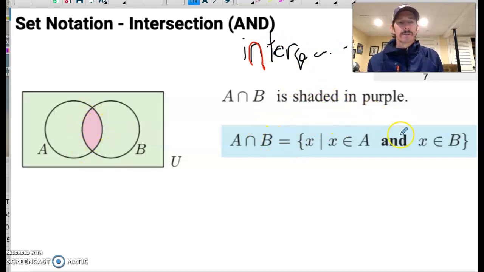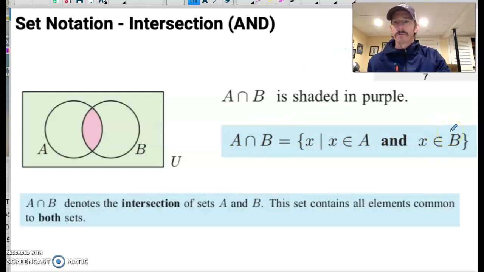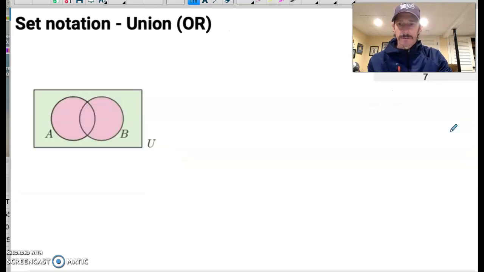And so this is indicating that the intersection of A and B are values that are elements in A and simultaneously in B. So again, just getting through some notation with you. And it's the elements that are in common to both sets simultaneously.